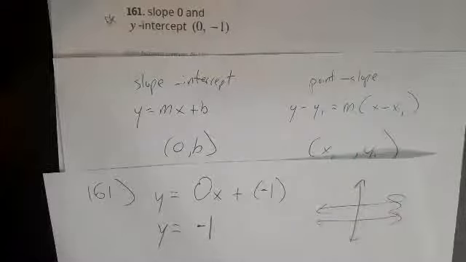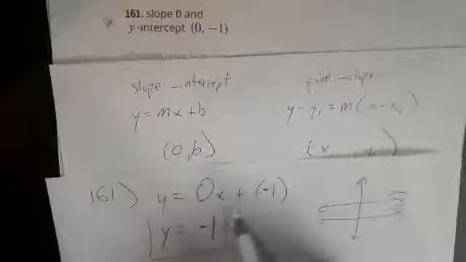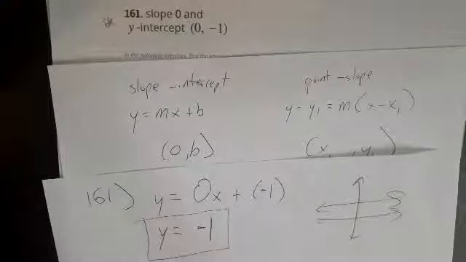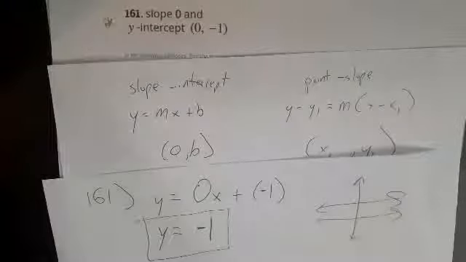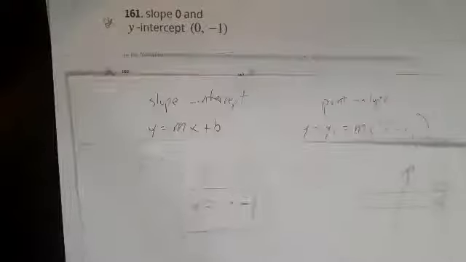And maybe the other thing is they ask for it in slope-intercept form. Technically, that's slope-intercept form. You don't see the slope because it's 0, right? But it's there. It's there, but it's not there. It's there. Okay.